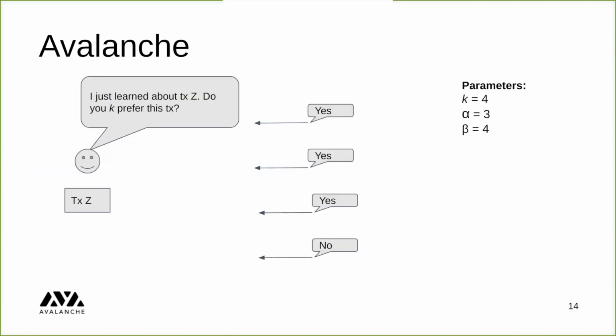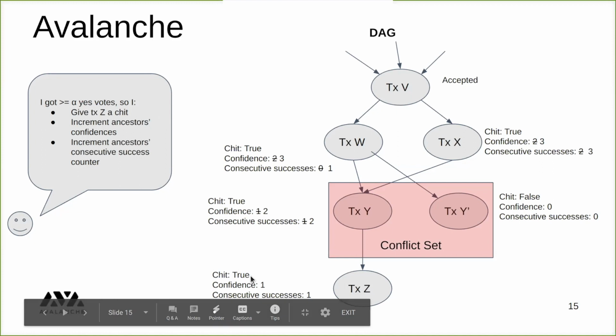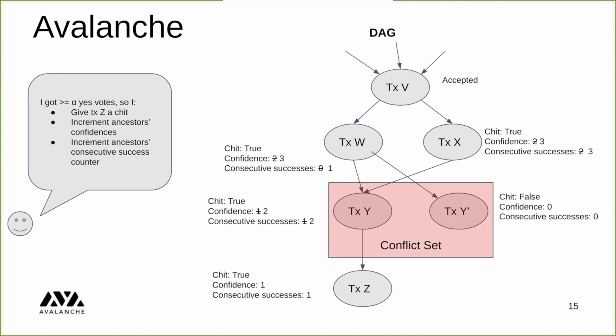So let's keep going. There's some new transaction Z, and we do the same thing as before. We query K validators, and we get a response. In this case, again, it's an alpha majority response because we get 3 yeses. So we update the DAG, and it gets a chit. It has confidence of 1. It has 1 consecutive success, and we update the processing ancestors. And in this case, the ancestors still don't have 4 or more consecutive successes, so nobody can get accepted yet. Okay, so that's really the gist of the Avalanche consensus protocol in action, but obviously there's still a lot left undiscussed.